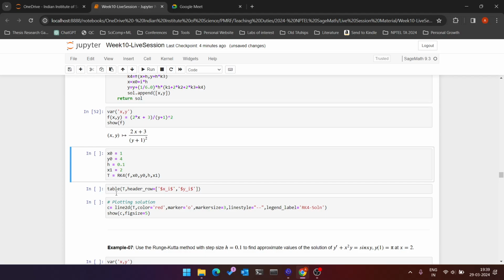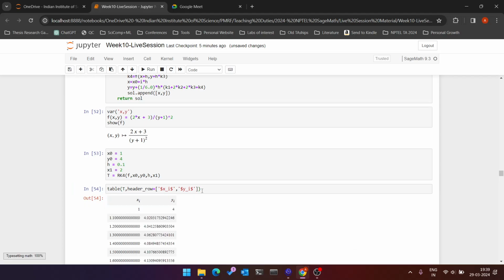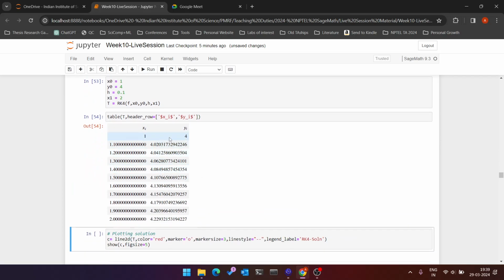Next, if I specify the initial conditions x0, y0 is 1, 4, h is 0.1, my final value is 2, and then I run the Runge-Kutta fourth order method and save it to the variable t. T is now, or rather the array t, which is now used to fill out this table x i comma y. So 1, 4 going to 2, 4.229.